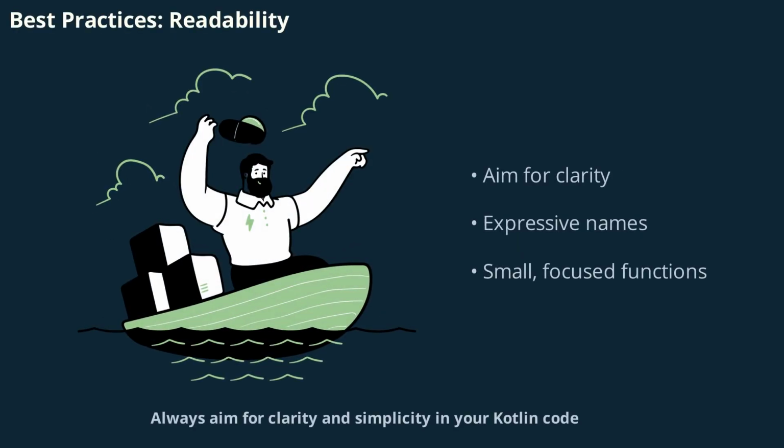Always aim for clarity and simplicity in your Kotlin code. Use infix notation where it improves readability, but don't overdo it. Keep your functions small and focused, and use expressive names for parameters and variables. Readable code is easier to maintain and less prone to bugs.